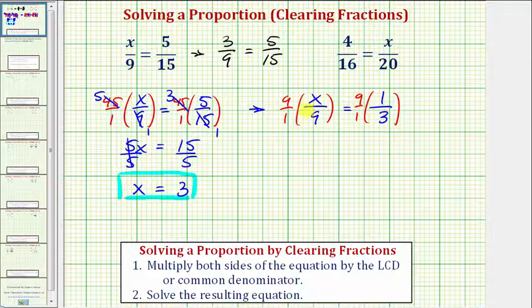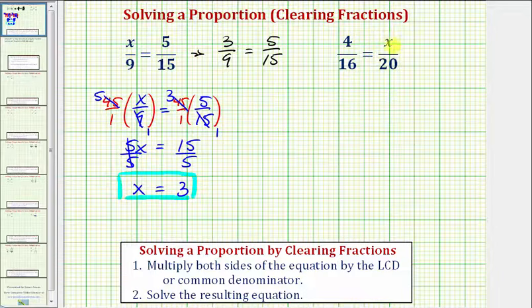Again, simplifying, 9 over 9 simplifies to 1 over 1, so we just have x. And on the right side, 9 and 3 share a common factor of 3. There's 1 3 and 3, 3 3s and 9. And we quickly get the same result of x equals 3. Now let's take a look at our second example. We have 4/16 equals x over 20.